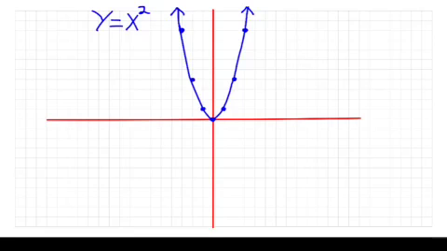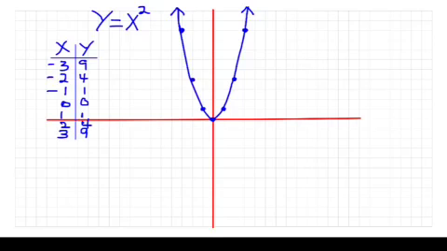I also graphed some key points, and then I'm going to create a table of those values over here on the left. So whenever x is -3, x squared is 9. When it's -2, squared is 4, and so forth. So there's a table and the parent function. What I would like to do is find the inverse of y equals x squared.